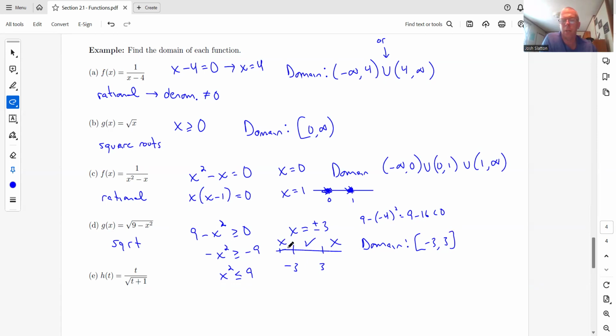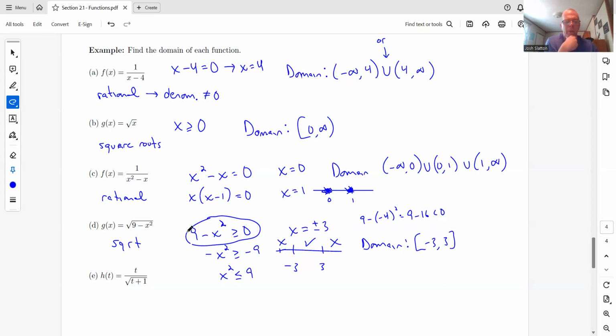So the domain here is -3 to 3, and we're testing points. Pick a number in each of these sections. We don't need to pick 3 and -3. We know that those would be included because of the equal part here. So pick a number just in between these numbers or outside the numbers, and you plug it in, and see if it does what you want it to do. Plug in a number, see if it's greater than or equal to 0. If it is, then it's in the domain. If it's not, then it's not in the domain. And we'll probably get more practice with this idea later.